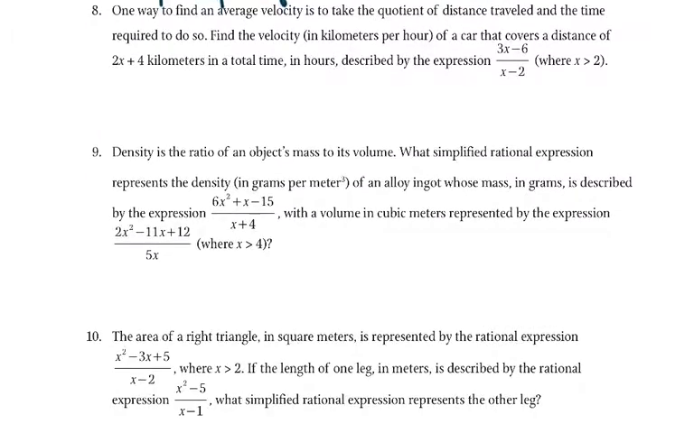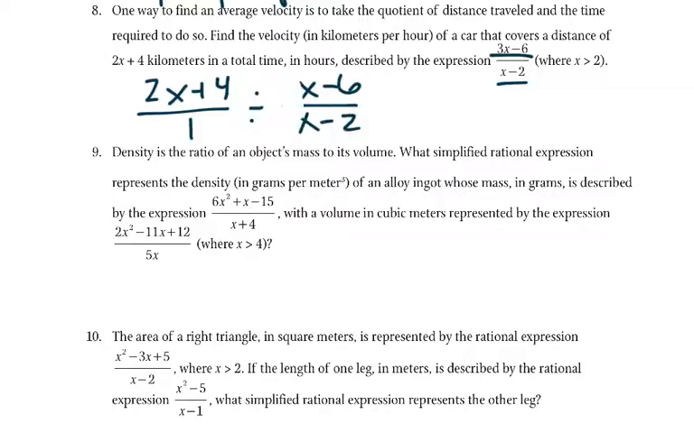Okay, number 8. One way to find average velocity is to take the quotient, and so that's what we're doing. Of a car that covers a distance of 2x plus 4 in a total time in hours described by the expression. So we've got 2x plus 4 over 1 divided by 3x minus 6 over x minus 2. But we know that we actually have to flip and multiply.